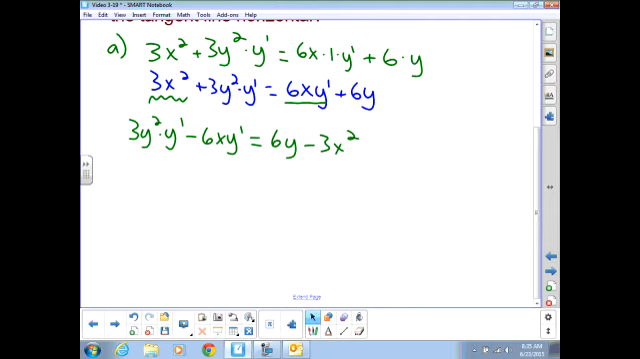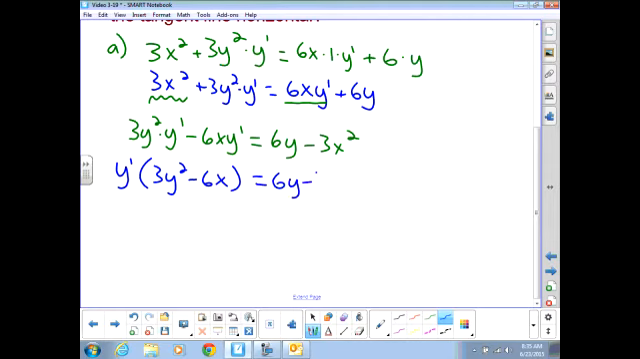So we've gotten all the y primes on one side. We'll now pull out the y prime, leaving us with 3y squared minus 6x. That's going to be equal to 6y minus 3x squared. And our final step is we'll divide everything in our parenthesis over to get the y prime by itself.